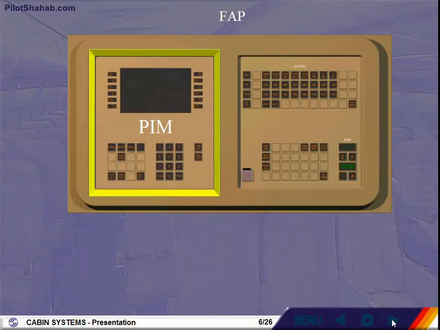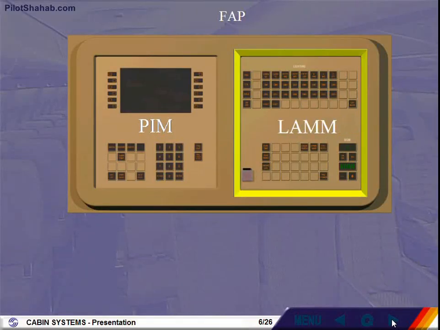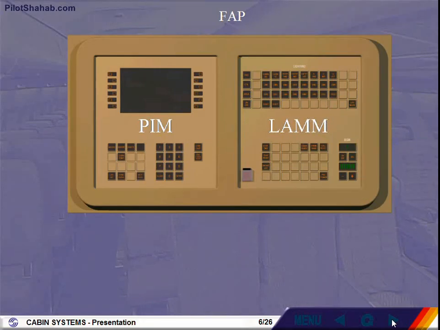The PIM is used for system control, status indication, and programming operations. The LAMM controls the cabin lights, the boarding music, the emergency lights, the evacuation command system. The Cabin Assignment Module, CAM, located in the center of the FAP, contains the cabin software.